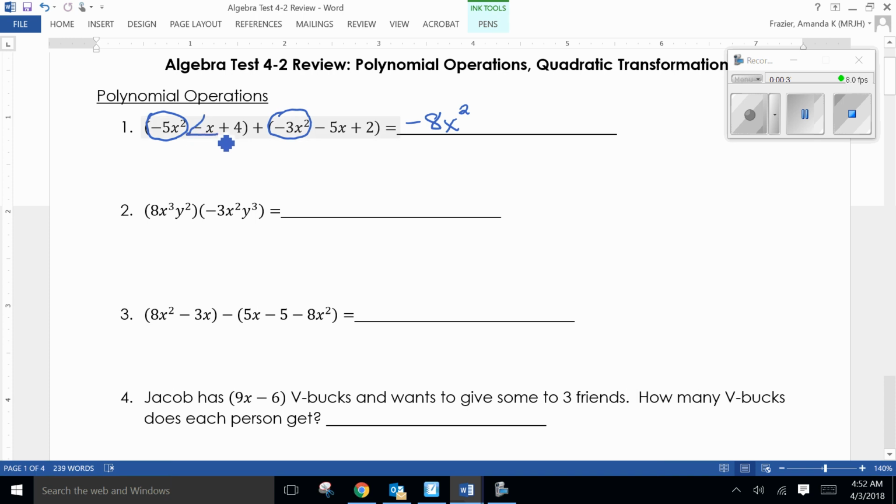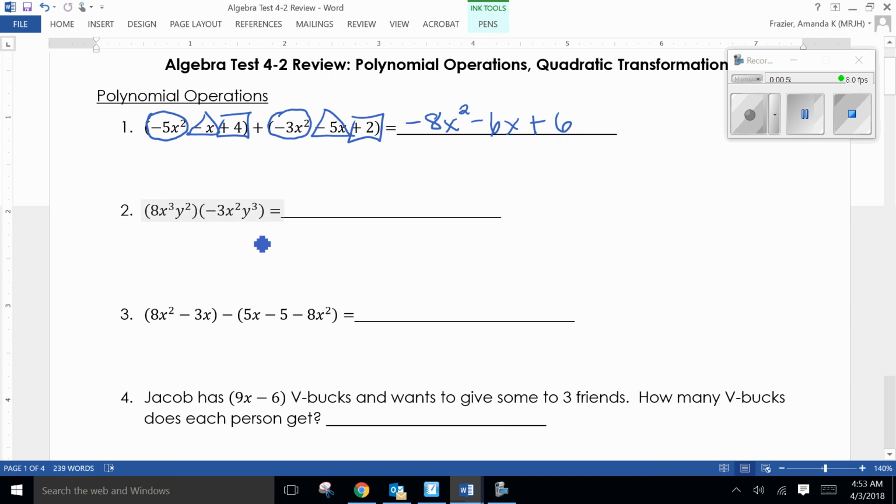And then I have negative x and negative 5x, which makes negative 6x. And 4 and 2, which makes 6.